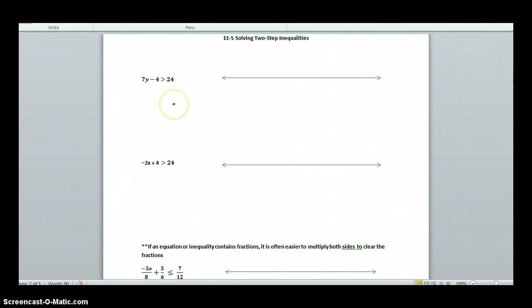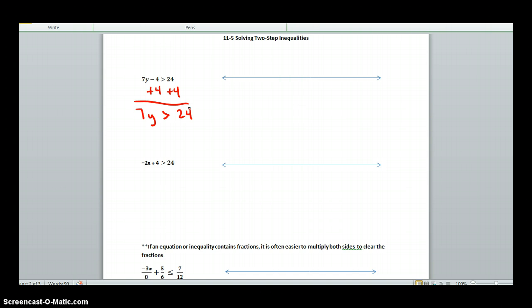So let's start with our first one. First of all, let me choose a lovely color. Our first inequality is 7y minus 4 is greater than 24. I'm going to start by simply adding 4 to both sides. And once we add 4 to both sides, we have 7y left over, greater than 24.